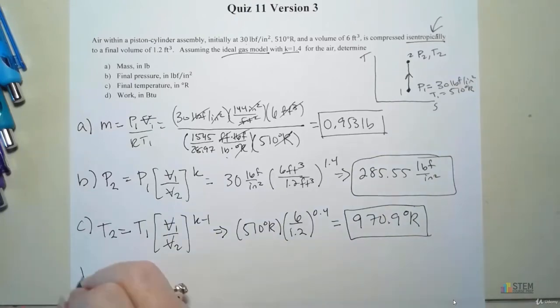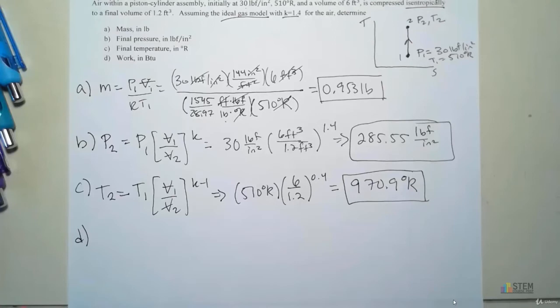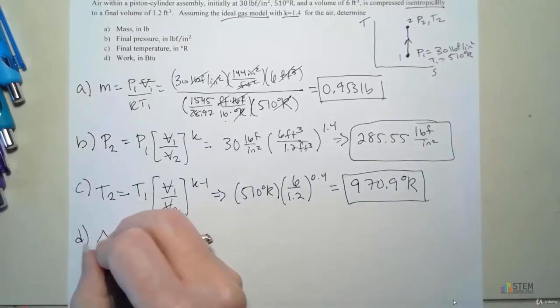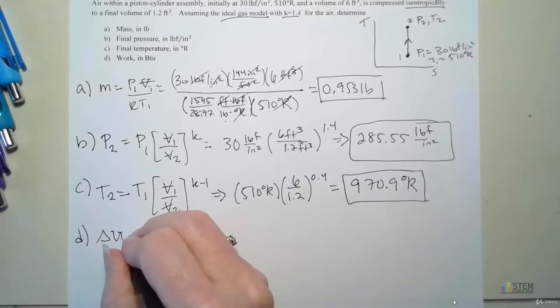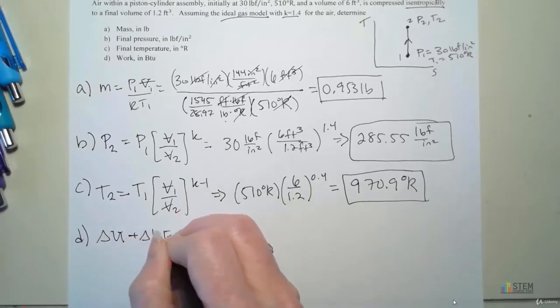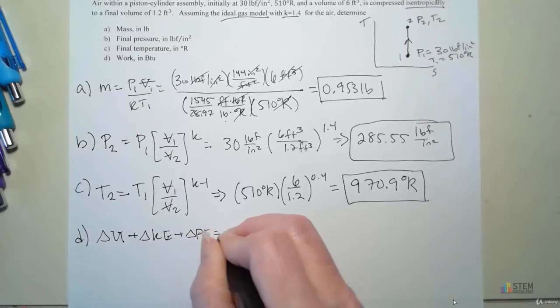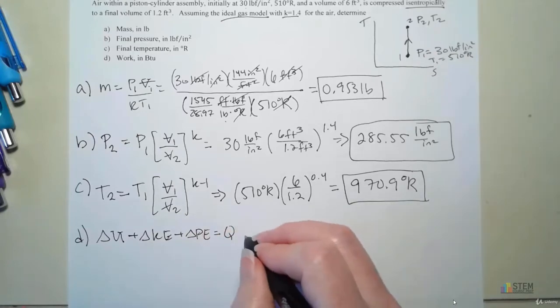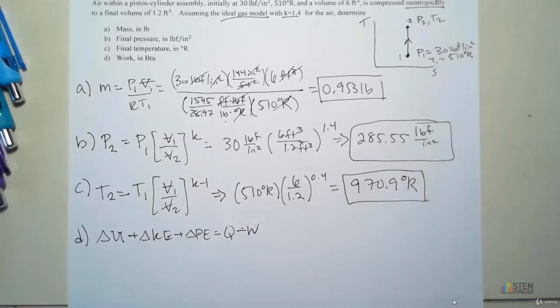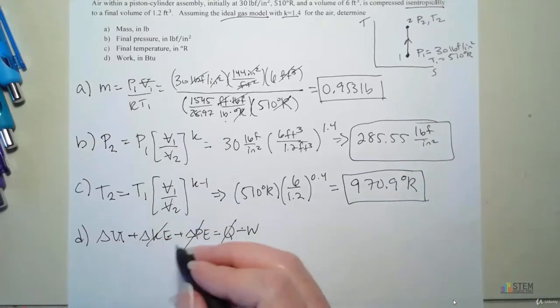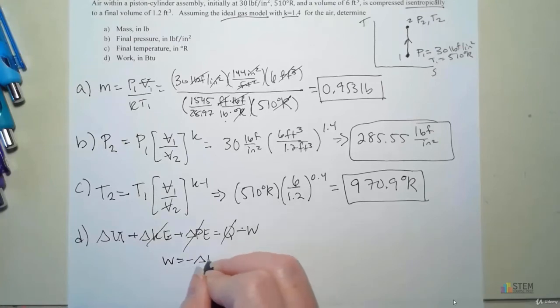And D, we want to find work. For this one, we've got our energy balance equation. Alright, so delta U plus delta KE plus delta PE equals Q minus W. Q is going to go away, because remember, isentropic means adiabatic, no heat transfer. And this is regular internal energy. We want to change that over. Work is going to be negative delta U.